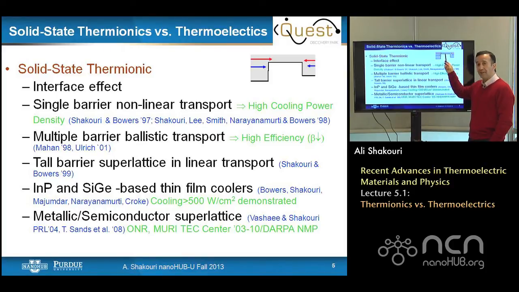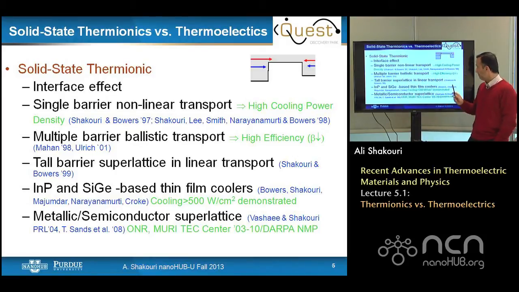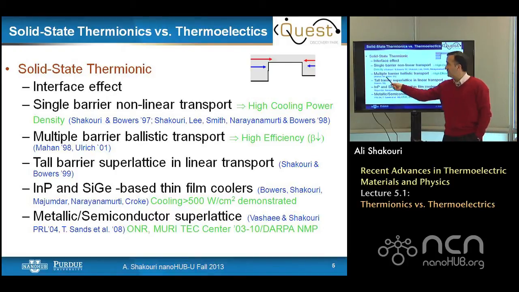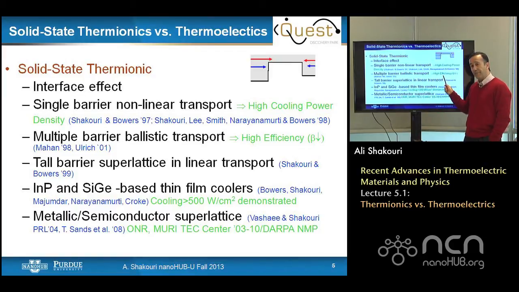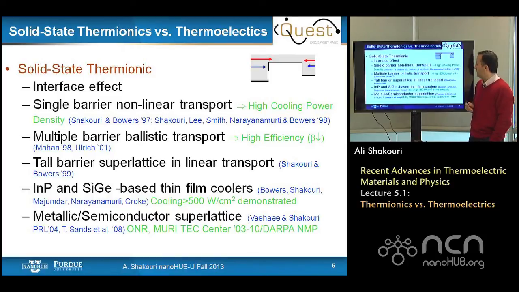Because in a solid-state thermionic device, the barriers, the junctions matter, it is an interface effect. In the case of a single barrier and nonlinear transport, you can get high cooling power density. That's what is described in these early papers. In the case of multiple barriers and ballistic transport, as I mentioned, Mahan and colleagues mentioned that high efficiency could be obtained, but later on, Ulrich and others mentioned that really the advantage is only due to the low thermal conductivity, and that's something that I want to question in today's lecture.